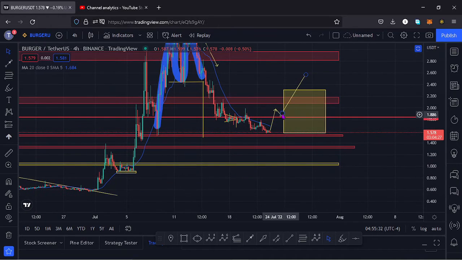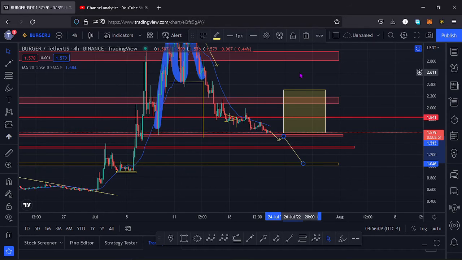The other possible scenario is that in this retracement, it's possible that we get to around the $1.55 mark, and that key area of support, we might lose it. If we lose that key area of support, then that would unlock even lower prices and maybe even have a retest of that support line. Once that happens, it's possible that Burger could be going back to around the $1 mark, and that would be the worst case scenario for Burger.